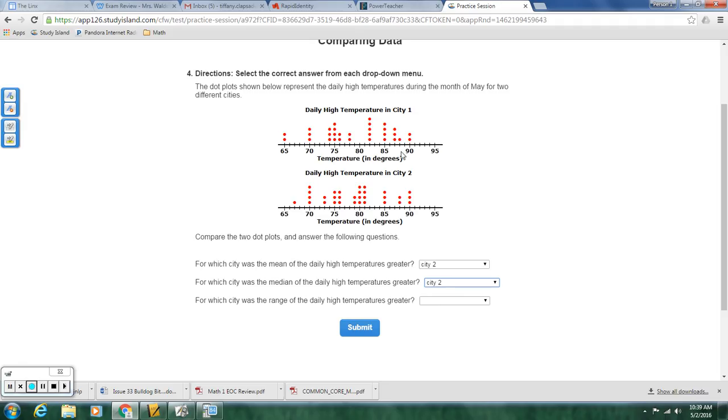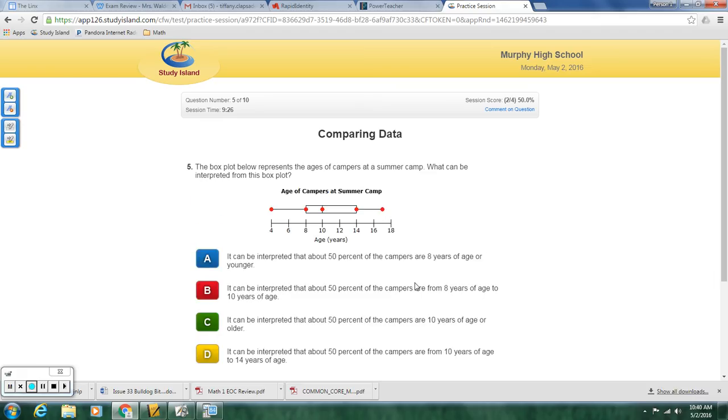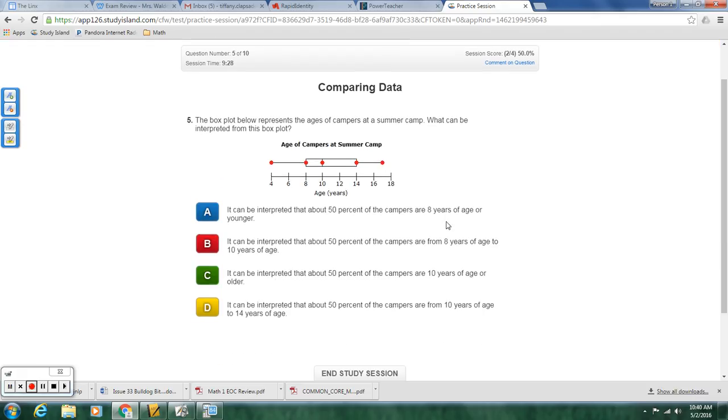Good Lord. 90 minus 65. 90 minus 67. Which one has the bigger spread? Which one has more numbers here to here? City 1. But we're just guessing.